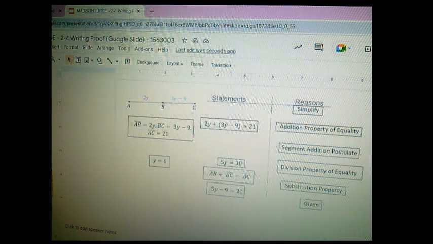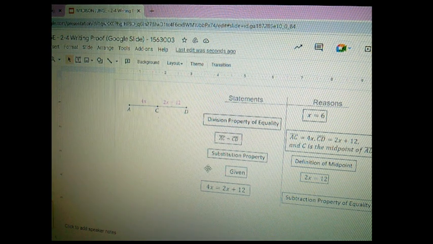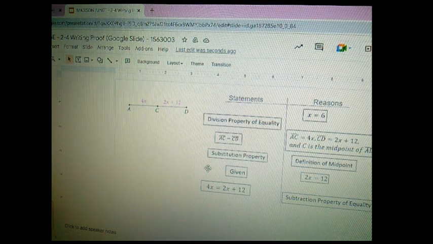When you go to slide number 5, these are switched. I have statements and reasons on this side, statements and reasons on this side. So see if you can figure those out. And I think that's it there. You have 4 different proofs. I believe that's the last one. Yeah, looks like it. 4 different proofs to fill out for me.